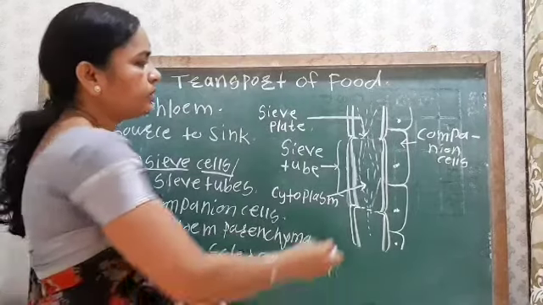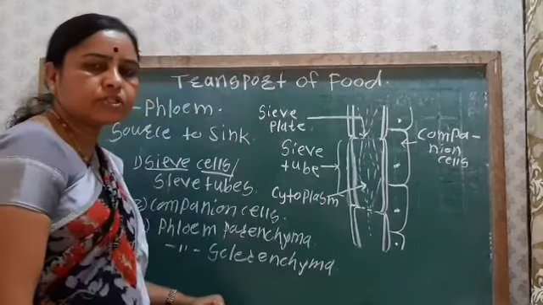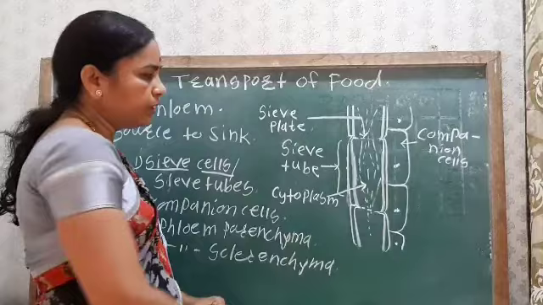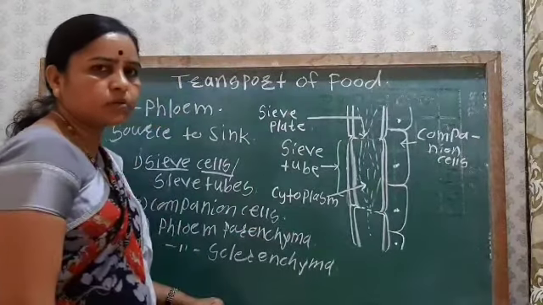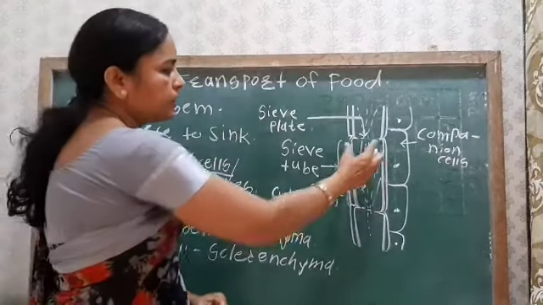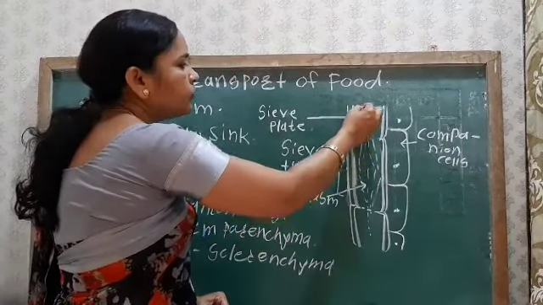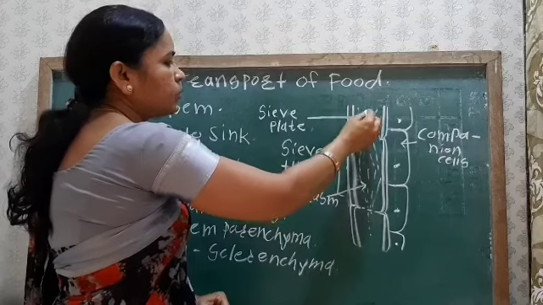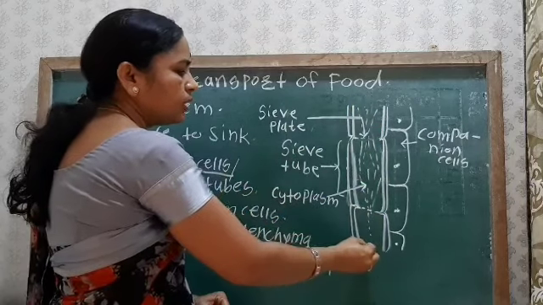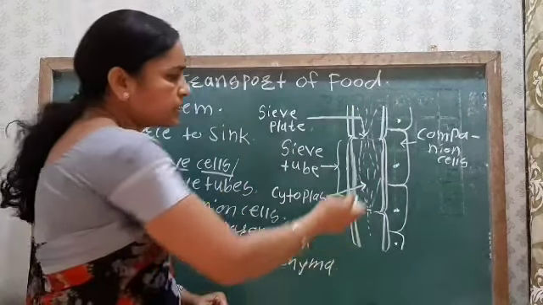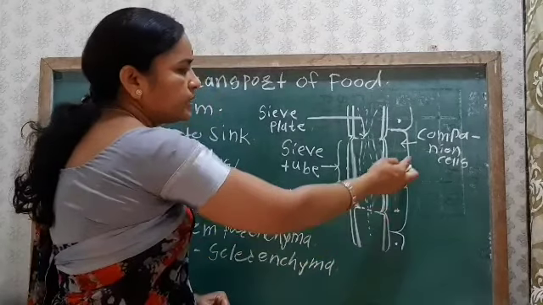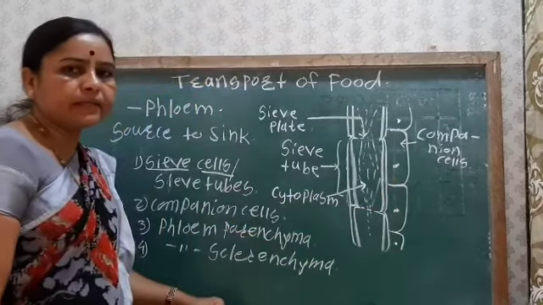If we see the LS, the longitudinal section of the stem, the sieve tubes look like this. The sieve tubes are in a pipeline structure, and the food material is mainly transported from one cell to the next sieve tube. And this transport of food is controlled by the companion cells.